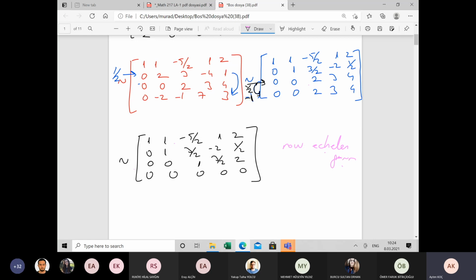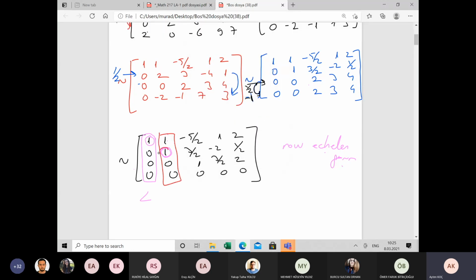But reduced row echelon form or not? This leading one is the unique non-zero entry of its column. Yes, it's okay. Look at this one. This one is leading one. This one is 1, but this one is not leading one. This one is only 1. And so look at the second column. Leading one should be the unique non-zero entry, not unique. This one should be 0. And look at this one, not satisfied, because this one is non-zero.